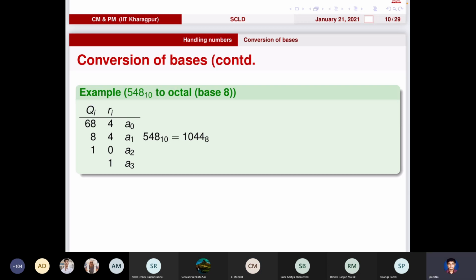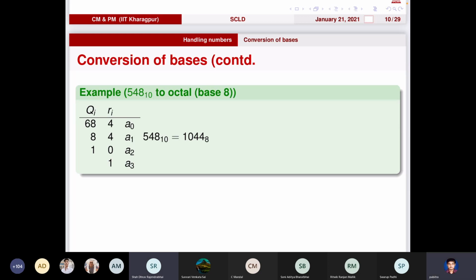I divide 1 by 8 again, I get a remainder of 1 and a quotient of 0. Since I've got a quotient of 0, I can stop the procedure. So the 4 digits, remember I've got the digits from least significant to most significant order, so the octal representation would be 1044.